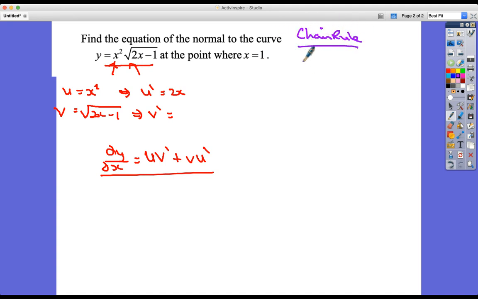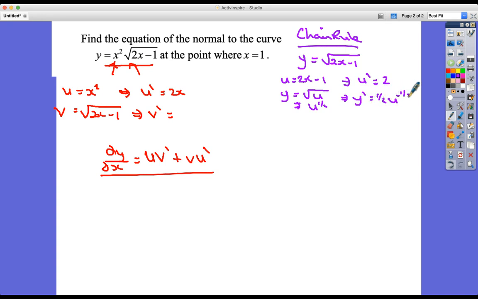And the chain rule is, here we have the square root of 2x minus 1 that I'm trying to differentiate to find v dash. In this case, the function in the function is u, different to this u, as I said before, and u dash is equal to 2. And y in terms of u is the square root of u, or u to the power of a half.